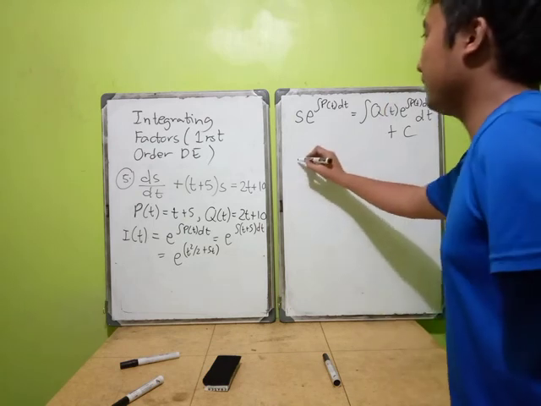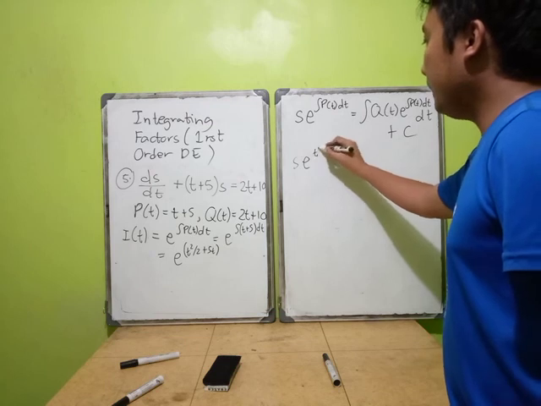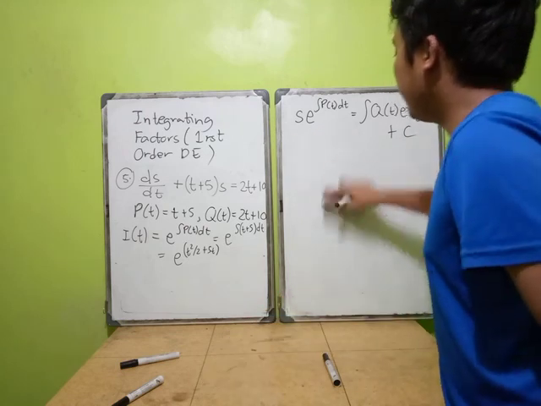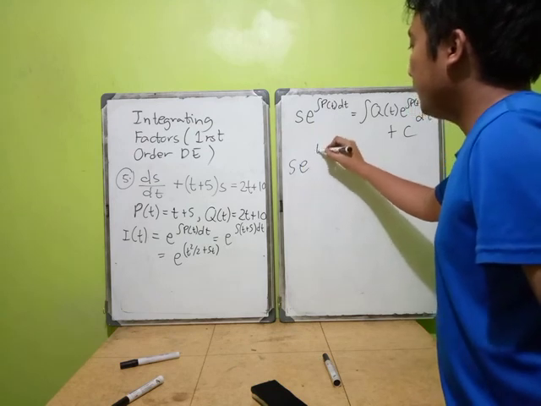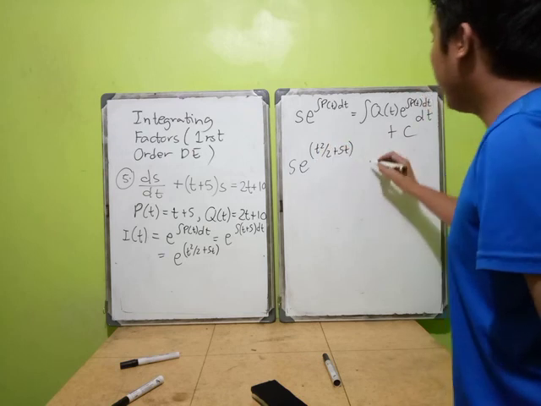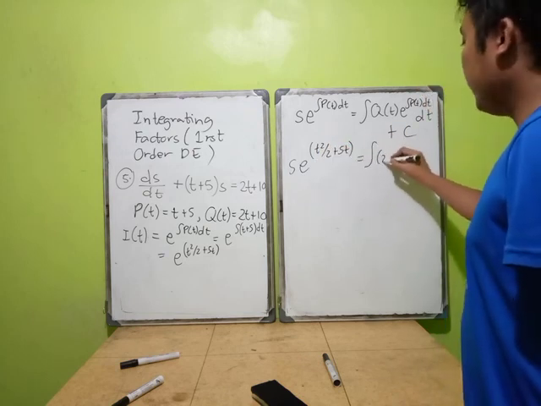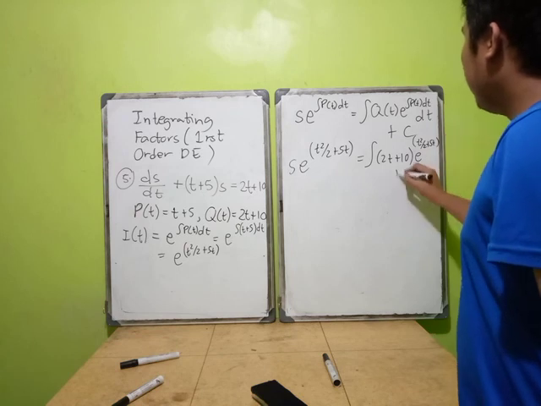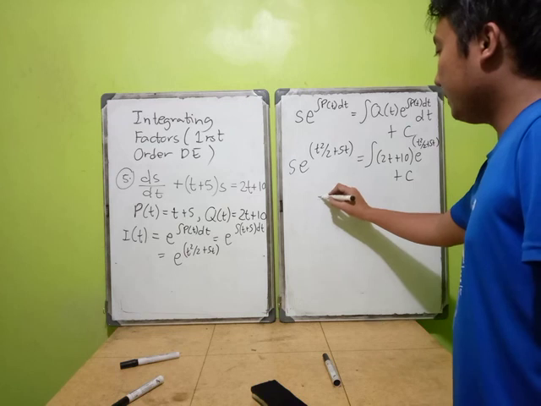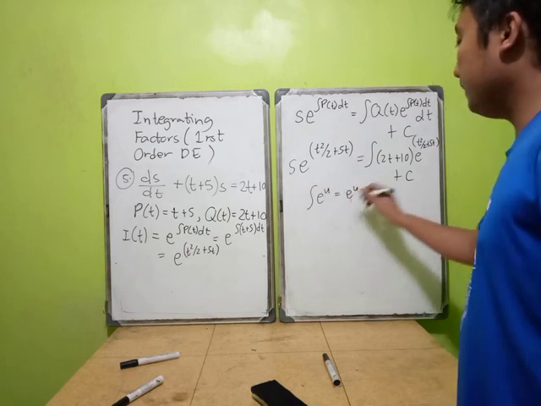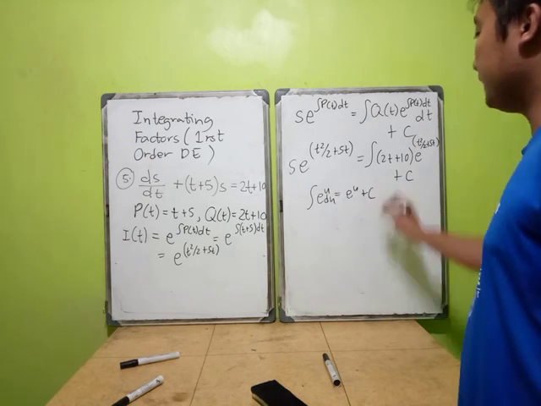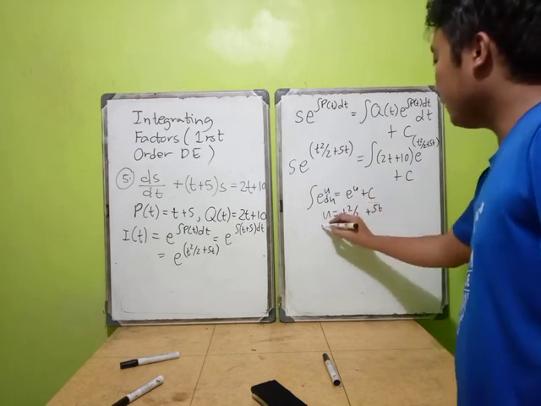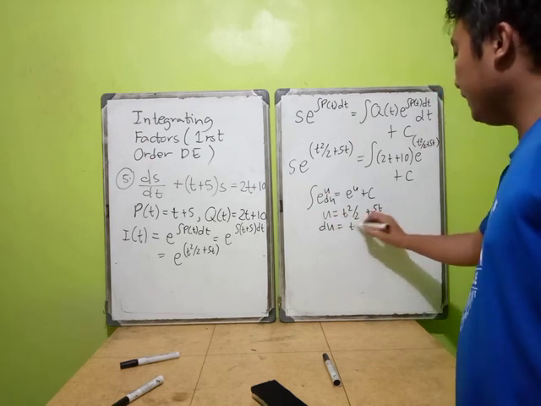ma-applyan ng integrating factor. So, magiging s times e to the power of (t squared over 2 plus 5t). Okay, ito yung powers niya. So, equals integral of (2t plus 10) e to the power of (t squared over 2 plus 5t) dt plus c. Okay? So, remember natin na integral of e to the u du is equal to e to the u plus c. So, yung u natin dito is si t squared over 2 plus 5t. So, yung du natin dito is obviously (t plus 5) dt.